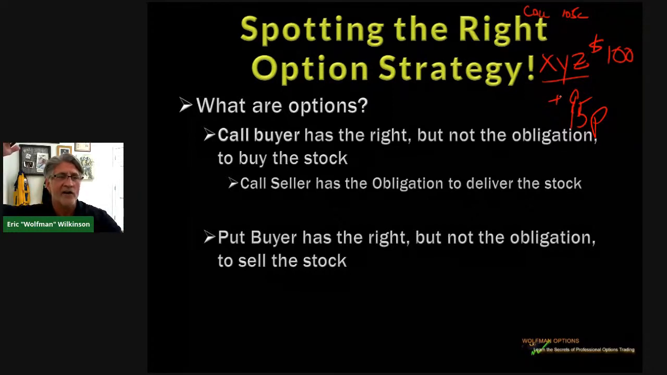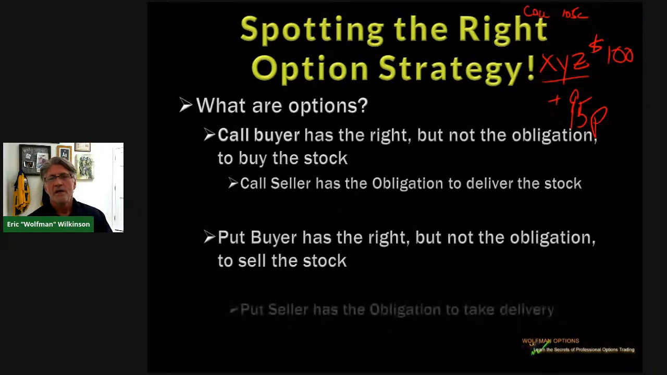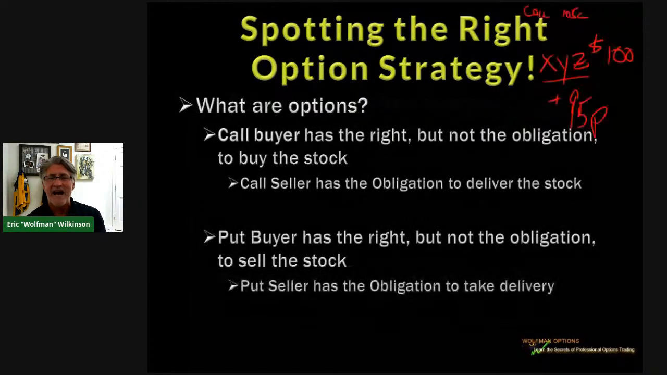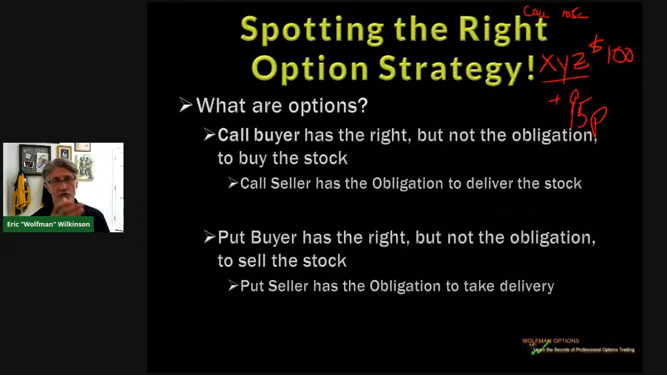If it's still trading at 100, I'm not going to sell it at 95, right? If the underlying is trading higher than where my put is, where I have the opportunity to sell it, I'm not going to do that. I'm just going to let it expire. It's just going to become worthless. And that put seller has the obligation to take delivery. It means that he has to buy it at whatever price that strike is, if you exercise.